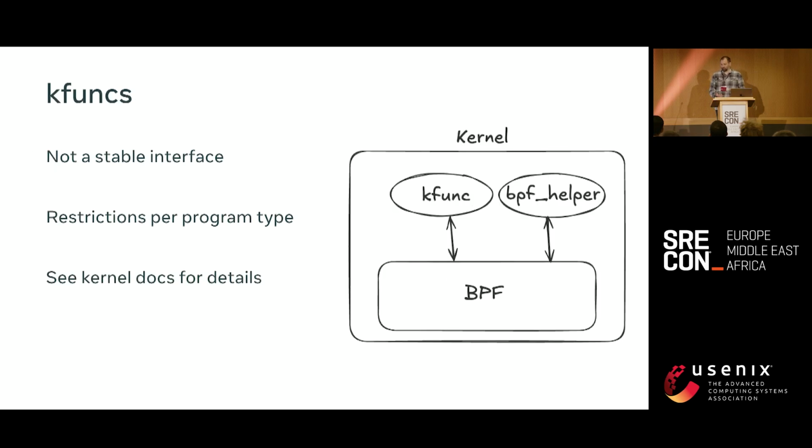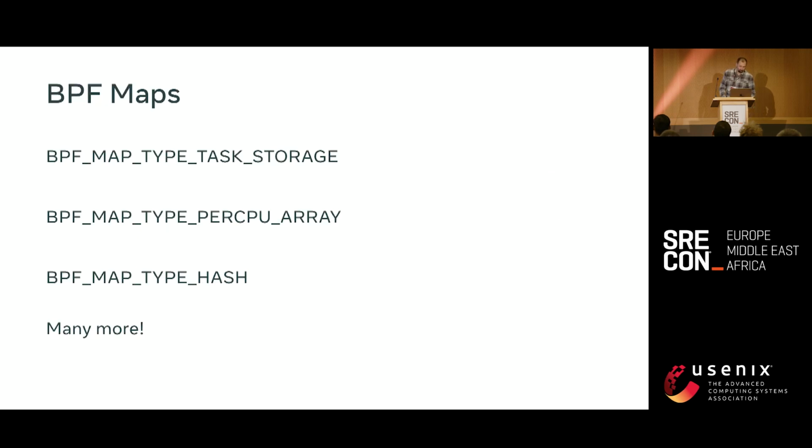Kfuncs are similar to BPF helpers, but they're not necessarily a stable interface, and they can be restricted per type of BPF program. So if you have a tracing function, it may use a set of kfuncs that are different than a BPF helper, but they're extensively used in SCX, which we'll go over in a little bit. The kernel docs have really good documentation for kfuncs in general.